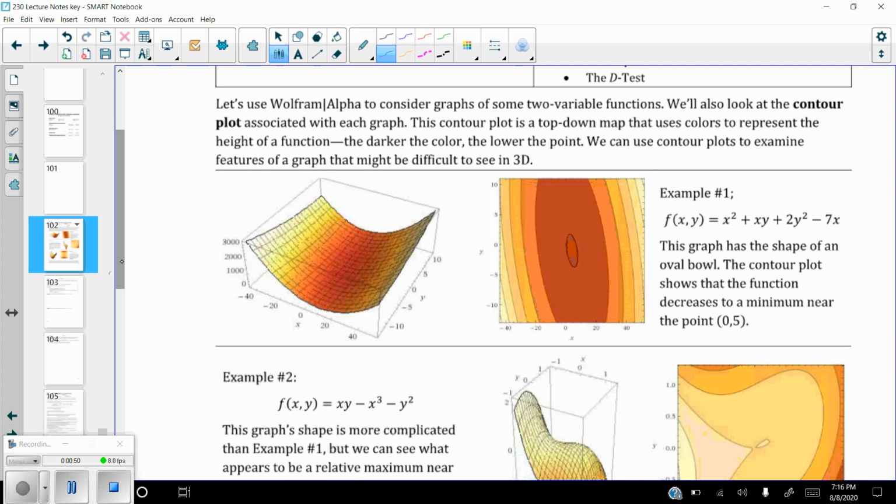So these were done with Wolfram Alpha. We're going to consider the graphs of some two variable functions. We're also going to look at the contour plot associated with each one of those graphs. And this contour plot is a top-down map. In other words, if you were looking directly above the graph, think of it as if you were looking at a mountain. If you look at a mountain from the side, you can clearly see the height of the mountain. But if you were to look at a mountain straight down from space, all you would see is basically a flat two-dimensional figure. And I'll kind of point out what I mean by that.